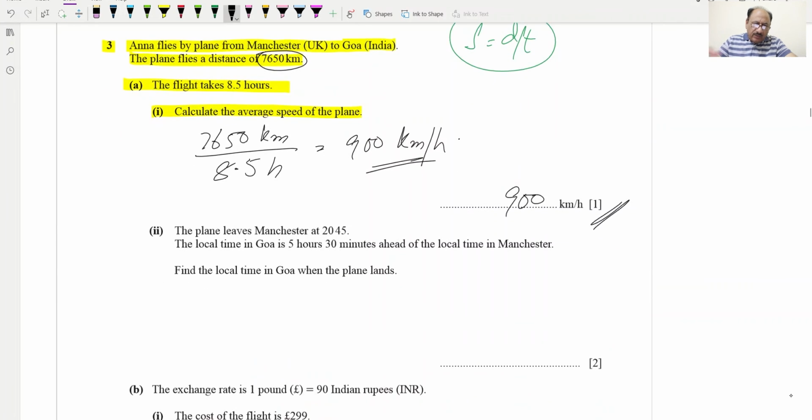1-mark question. Then for the second part, the plane leaves Manchester at 20:45. The local time in Goa is 5 hours 30 minutes ahead of the local time in Manchester. Find the local time in Goa. Now the time of flight is how much? Time of flight is basically 8.5 hours.